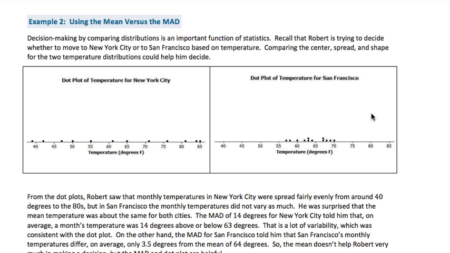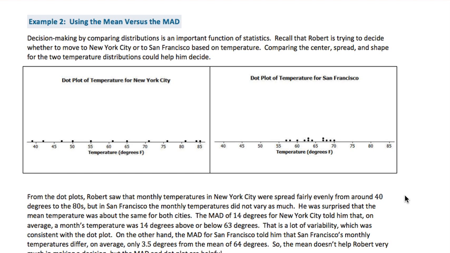Decision-making by comparing distributions is an important function of statistics. Recall that Robert is trying to decide whether to move to New York City or to San Francisco based on temperature. Comparing the center, spread, and shape for the 2 temperature distributions could help him decide. From the dot plots, Robert saw that monthly temperatures in New York City were spread fairly evenly from around 40 degrees to the 80s, but in San Francisco, the monthly temperatures did not vary as much. He was surprised that the mean temperature was about the same for both cities.